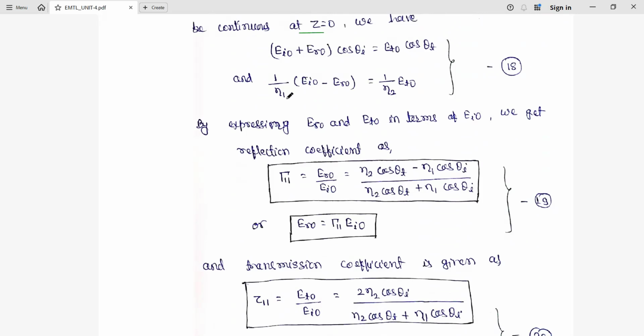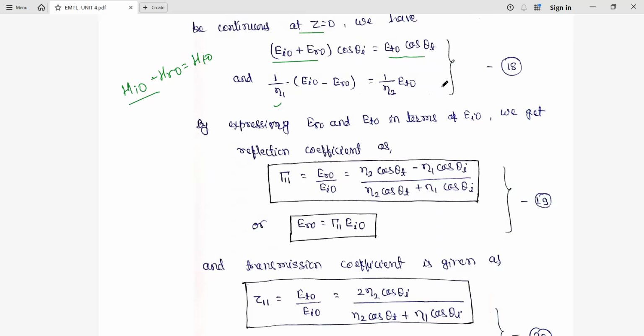So we have the expression, this is for the medium 1 tangential component, and this is for the medium 2. So we have E_i0 plus E_r0 cos theta_i equal to E_t0 cos theta_t. Whereas in case of the magnetic field, we'll have H_i0 minus H_r0 will be equal to H_2. So this magnetic field is written in terms of electric field.